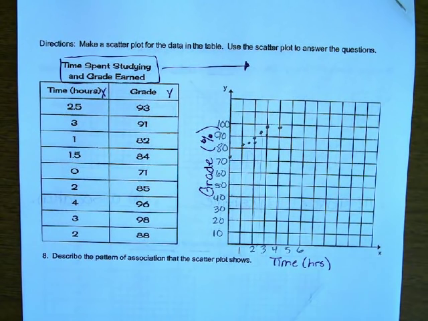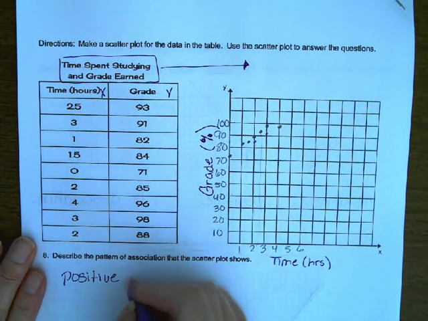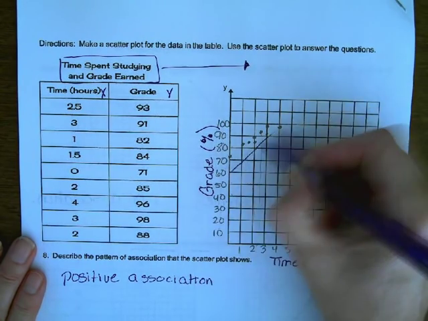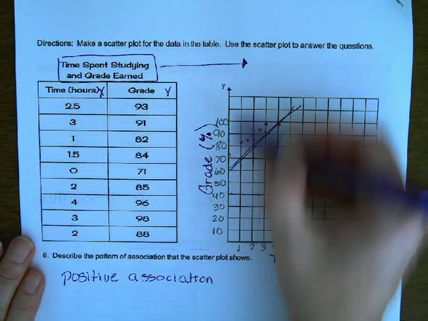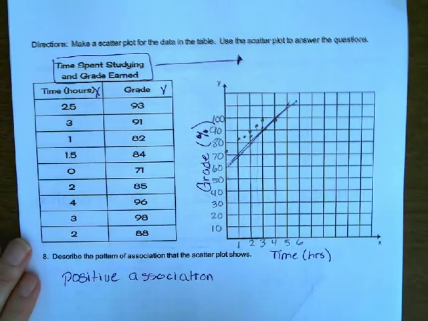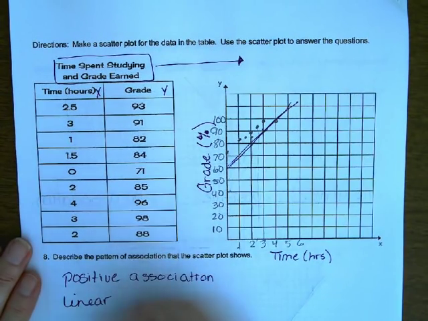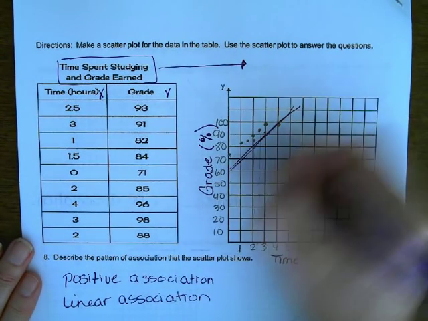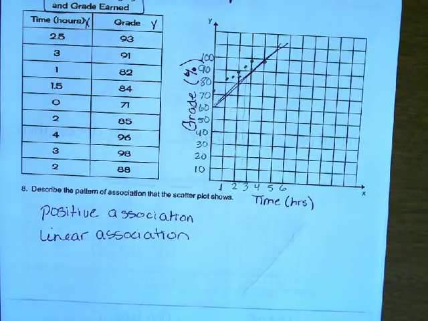All right, so now we need to describe our pattern of association. Let's see. So I see a positive association because I can kind of see this upward trend here, which means as one variable increases, so does the other one. And it is showing more of a linear than a nonlinear. So I'm seeing a linear association as well. It's more linear than curved. Okay? We have an in-class assignment and some practice and possibly some homework after that.